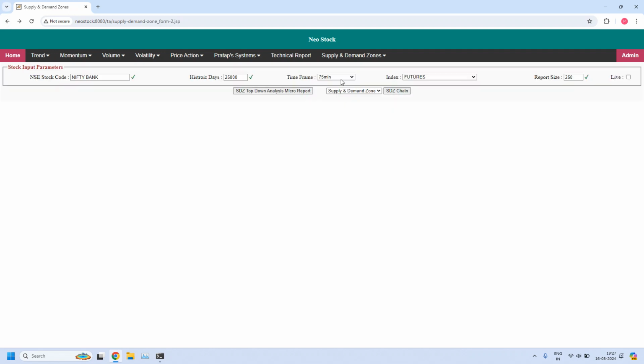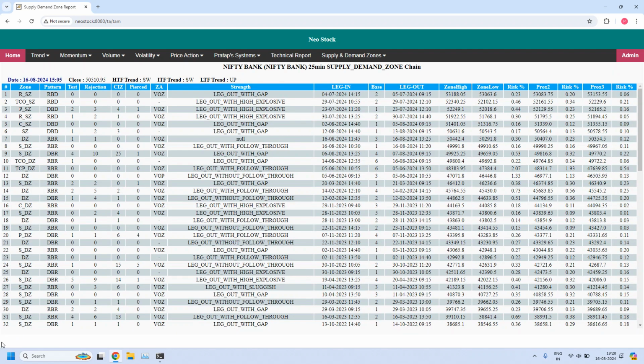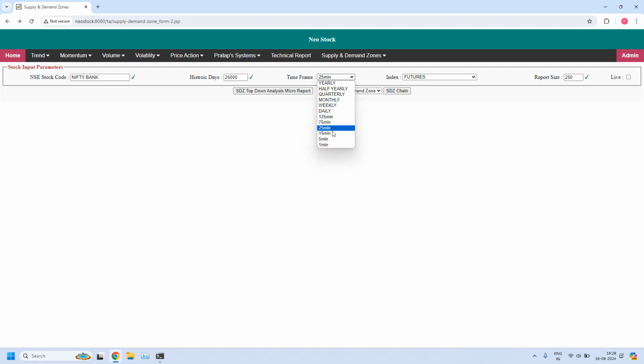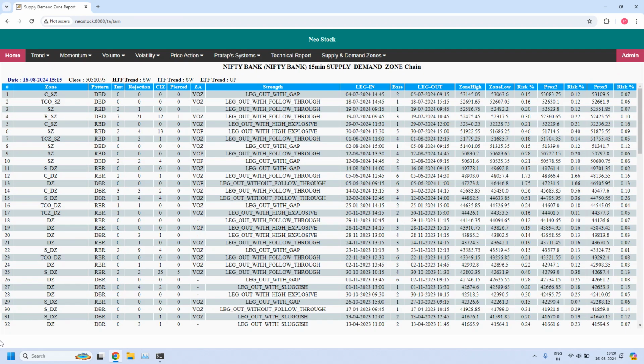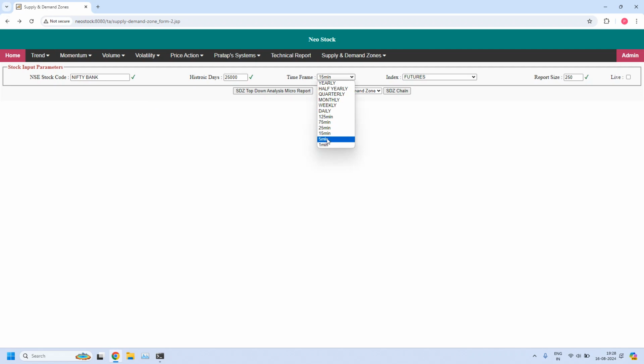The next time frame is 25 minutes, generating 25 minute supply demand zone chain for Bank Nifty. The next time frame is 15 minutes, generating 15 minute supply demand zone chain for Bank Nifty. Next time frame is 5 minutes, the last time frame, generating 5 minute supply demand zone chain for Bank Nifty.